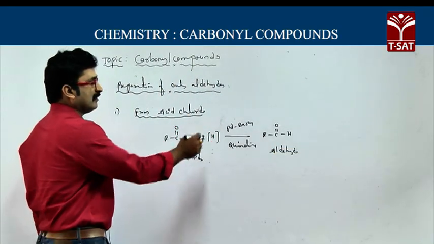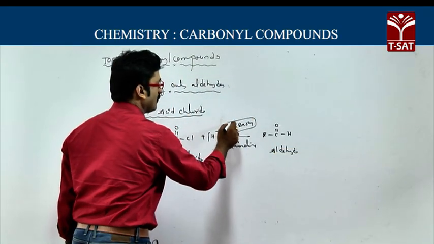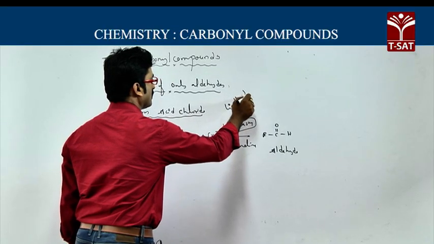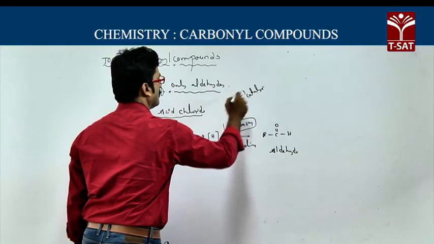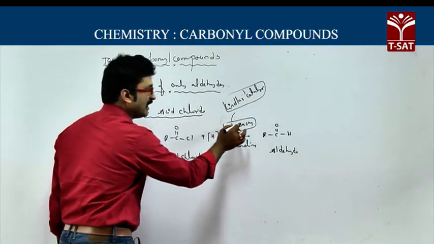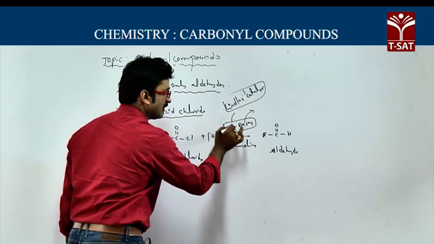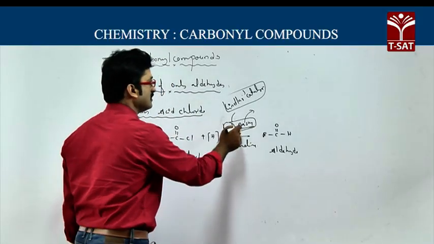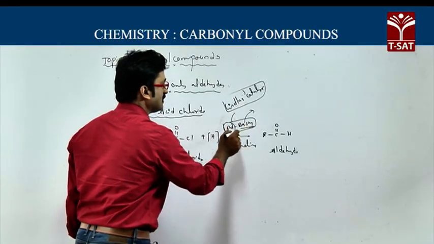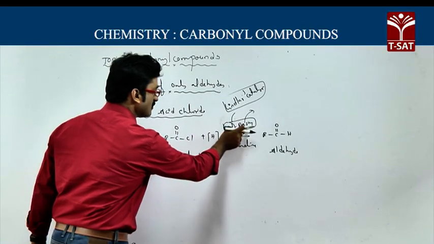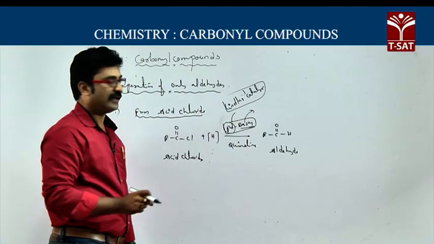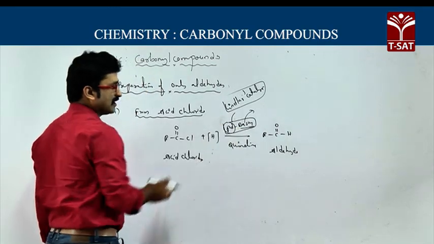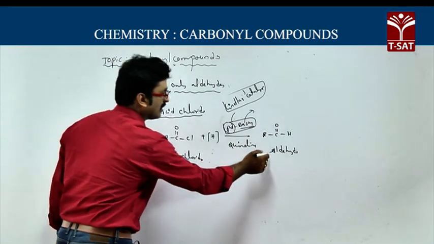Here we have used Pd, BaSO4, which is known as Lindlar's catalyst. In this case, BaSO4 acts as a poison. Pd is the catalyst, and BaSO4 is the catalytic poison. The role of BaSO4 in Lindlar's catalyst is as a poison of Pd. Now, acid chlorides on reduction in the presence of Pd, BaSO4, quinoline, or Lindlar's catalyst will give aldehydes.